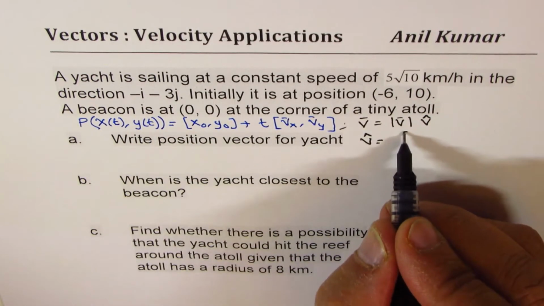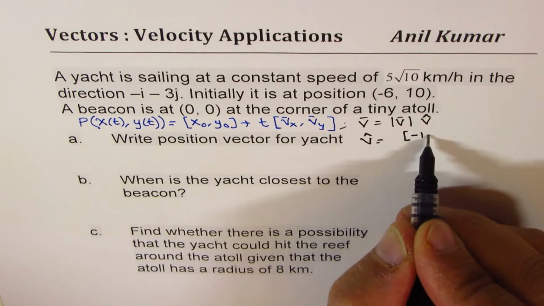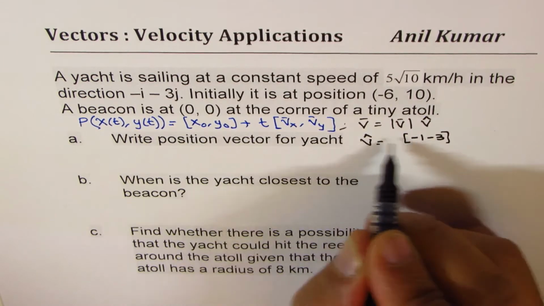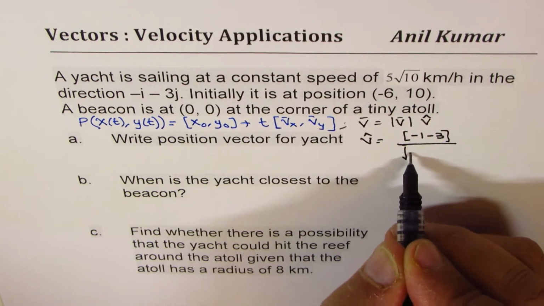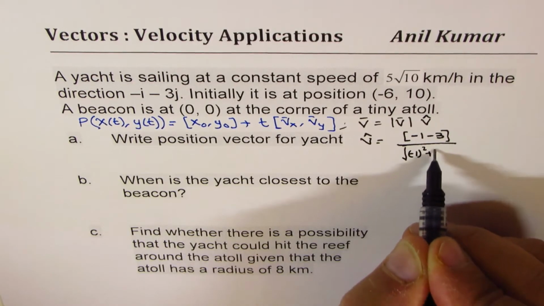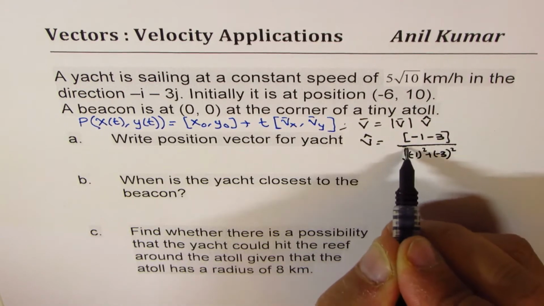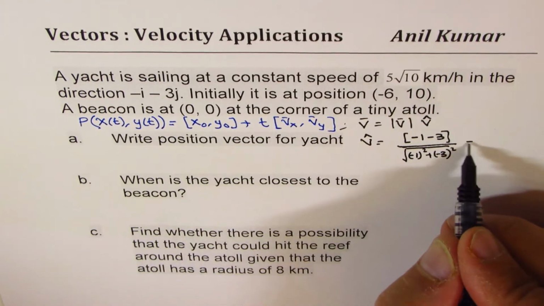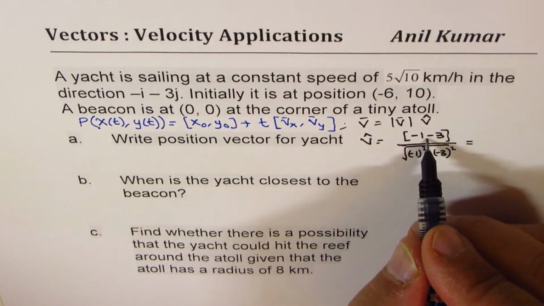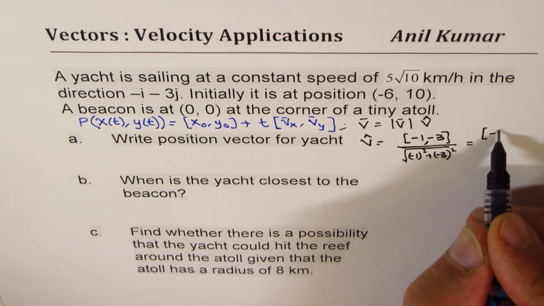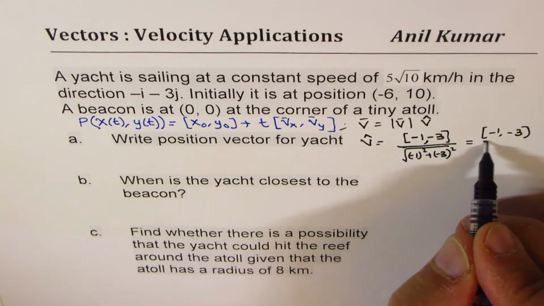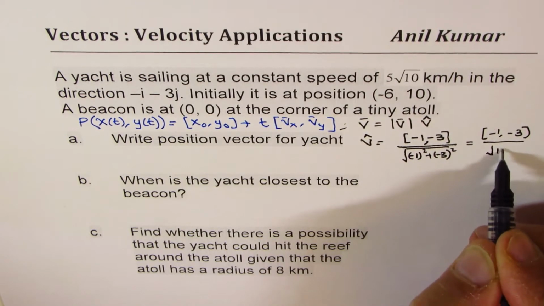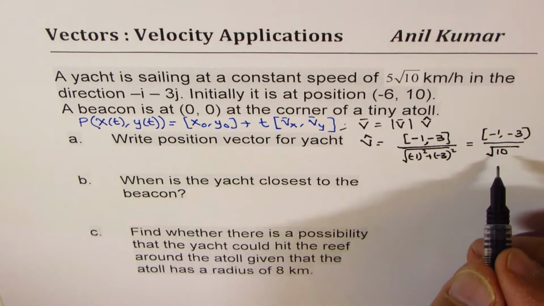So the direction given to us is minus 1, minus 3. To find the unit vector, we'll have to divide this by its magnitude, which will be the square root of minus 1 squared plus minus 3 squared, correct? That gives you minus 1, minus 3 over, 9 plus 1 is 10, so square root of 10. So this becomes the unit vector.